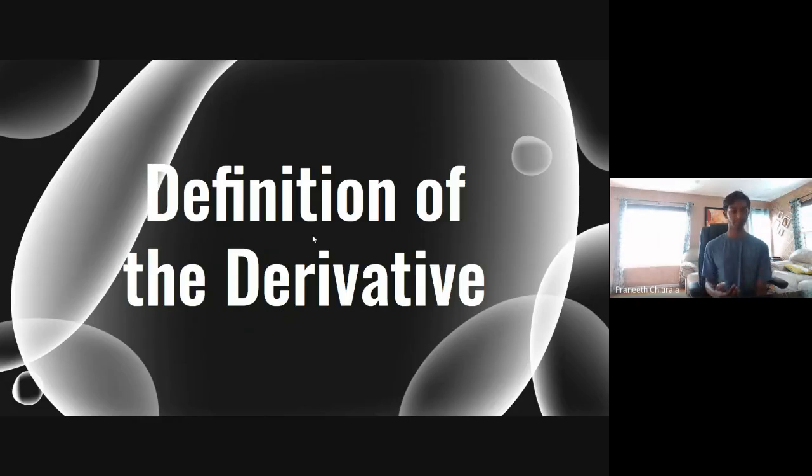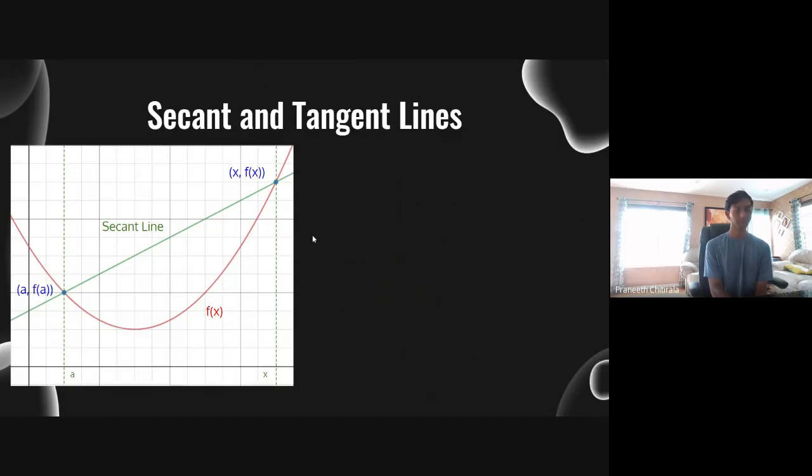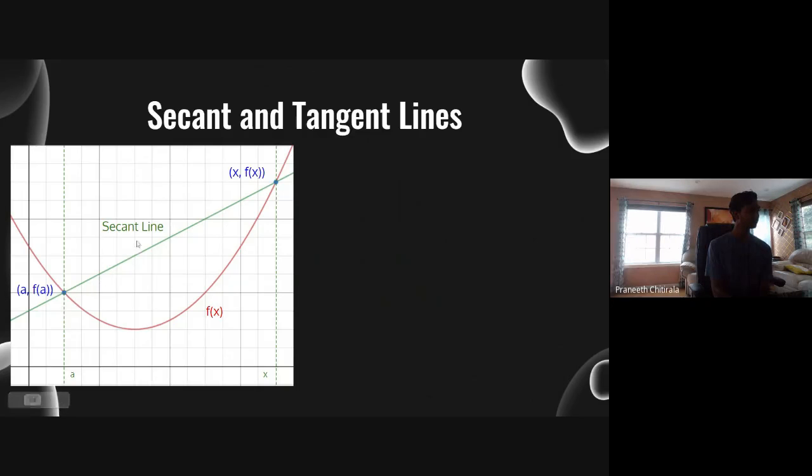So the first part we're going to talk about is the definition of a derivative. So essentially, we're going to talk about what secant and tangent lines are. A secant line is easy to visualize. It's just a line between two different points. So if we have the function f of x here, you can see 2 points that the secant line intersects, a, f of a, and x, f of x. And they are at the different x values of a and then x.